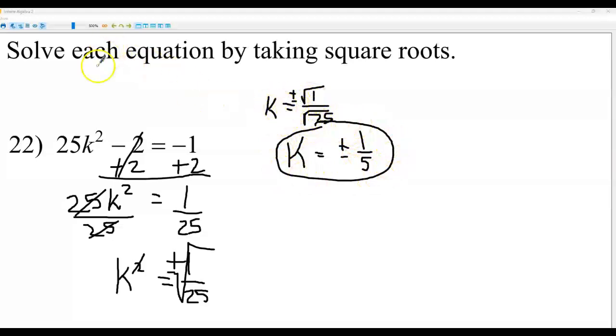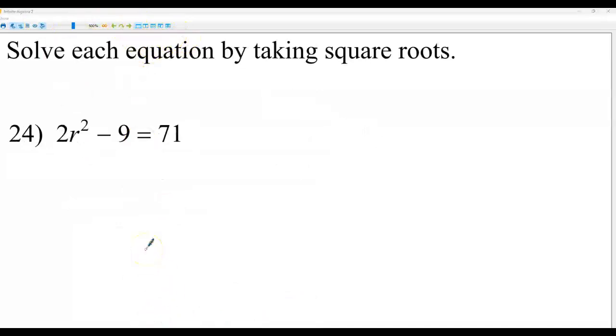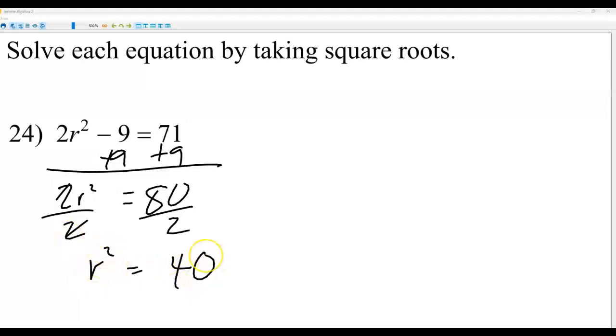All right, let's go ahead and take a look at another example. Number 24. Once again, we'll start by adding the 9 on both sides. That leaves me with 2r squared is equal to 80. Then we'll divide both sides by 2, and we got the r squared by itself. Now to get the r by itself, to get rid of the 2, we just square root the other side. And don't forget to put a plus and a minus.